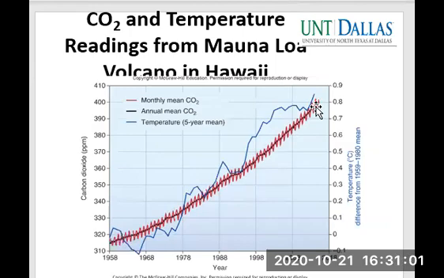Measurements of atmospheric carbon dioxide taken at the top of Mauna Loa, Hawaii show an increase of about 2.2% in recent years. So the monthly mean carbon dioxide, the red here, and the average carbon dioxide, the black, track closely with the general trend in global temperatures, the blue one.